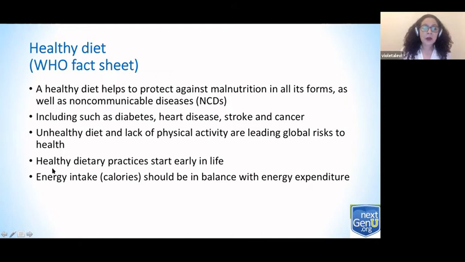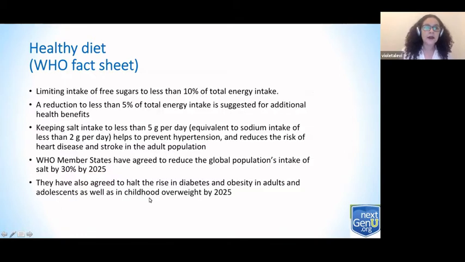And to be aware that our energy intake or calories should be in balance with our energy expenditure, so we don't lose or gain weight if these both are in balance. We have to limit the intake of free sugars to less than 10% of total energy intake, specifically from processed foods. A reduction to less than 5% of total energy intake is suggested for additional health benefits.